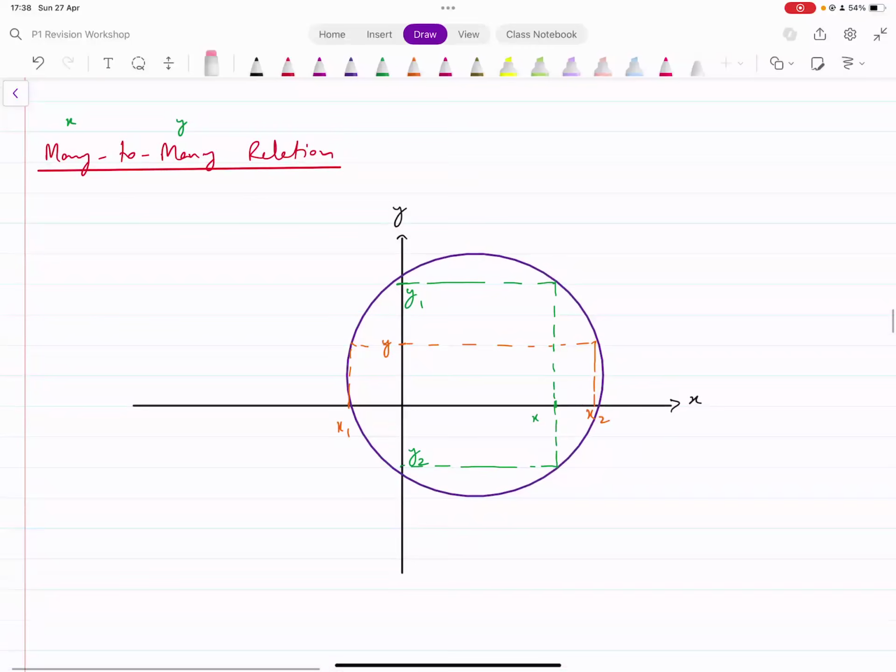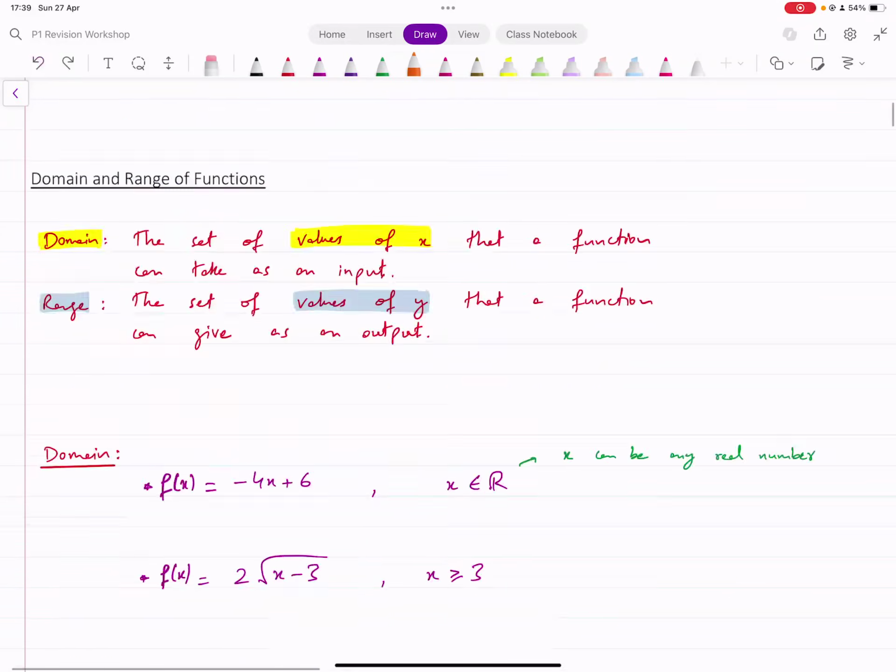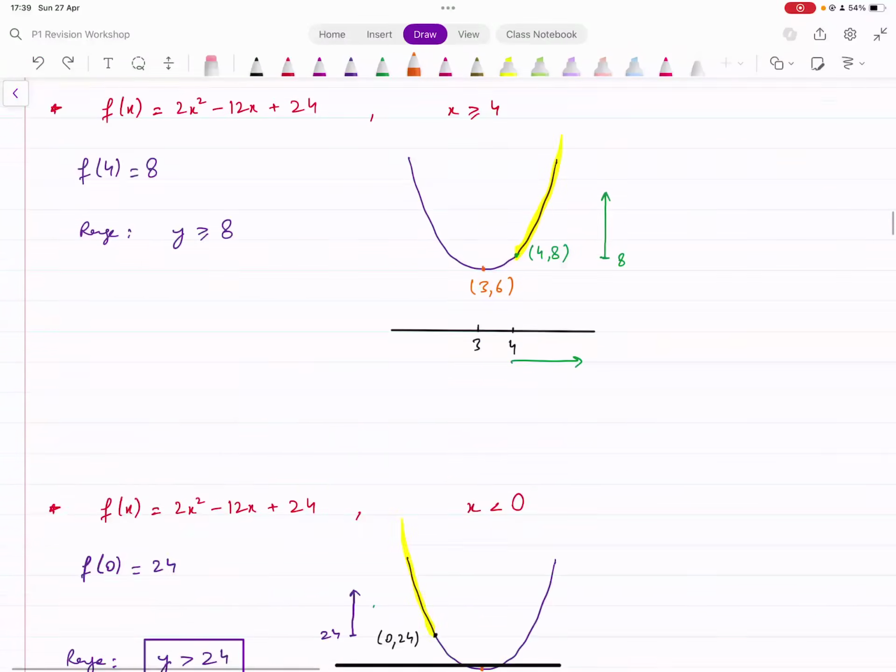And then you have a many-to-many relation. For example, if you have a circle or an oval, this is a many-to-many relation because one x can give you many y, and one y can also give you many x. So on both sides, it's many-to-many. For example, this value of x gives me this y and also this y, and this value of y gives me this x here and this x here. This is called many-to-many.